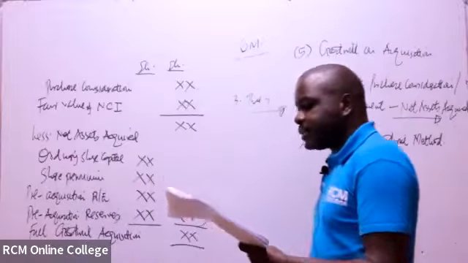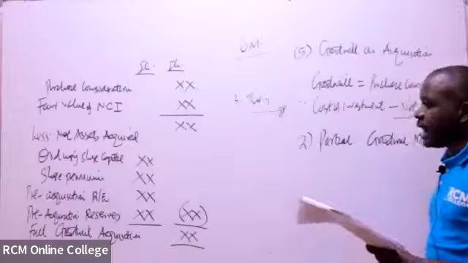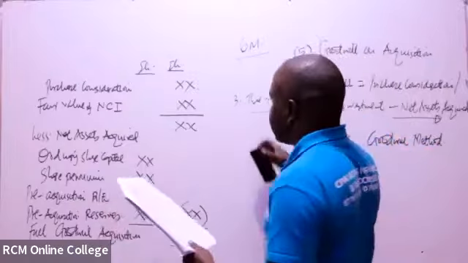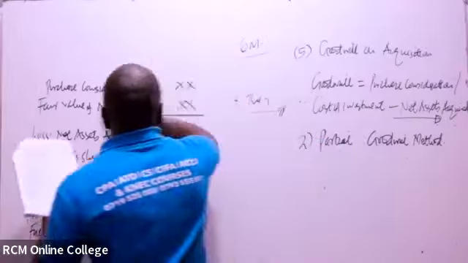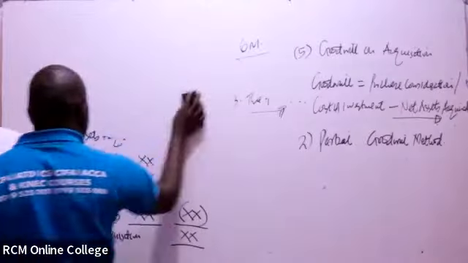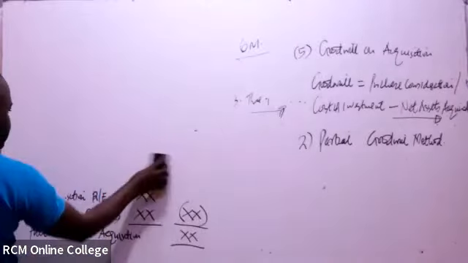It is determined as follows. This is how you use the partial goodwill method to calculate.